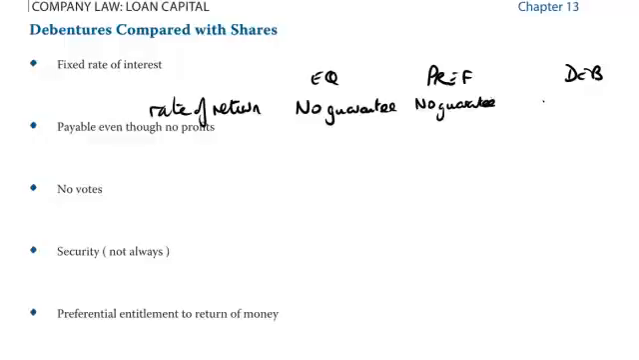Debenture holders, however, they will receive interest. It's not a dividend, it's interest. This is a charge against profits, pre-tax profits.